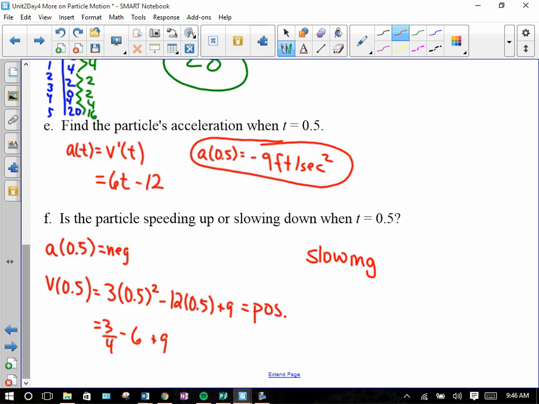What you guys need to do, because when you have short answer questions on your AP test, you actually have to respond and explain. It's slowing down because a of t is less than 0 and v of t is greater than 0. Or you could say it's slowing down because acceleration and velocity have different signs.